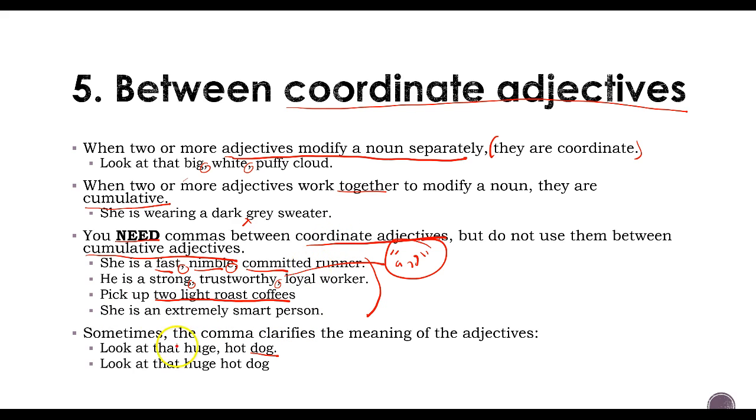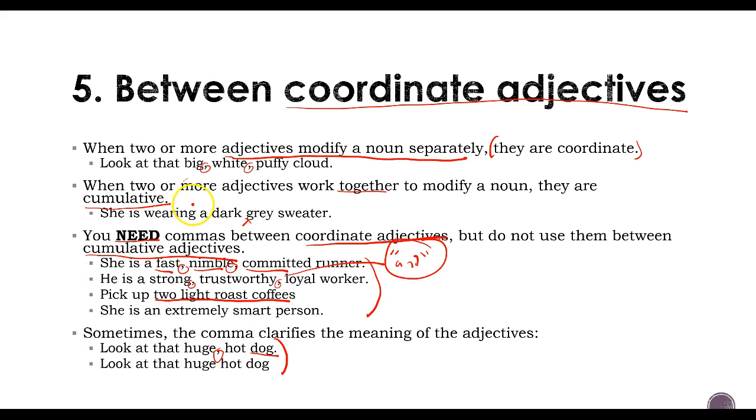But if we don't put the comma in, look at that huge hot dog. Now, since huge and hot dog are working together, we're actually talking about a hot dog, like the kind of dog that you would see in a bun. So look at that huge hot dog. Right? So we have two totally different sentences because of this comma. One is a huge and hot dog. The other one is just a huge hot dog.